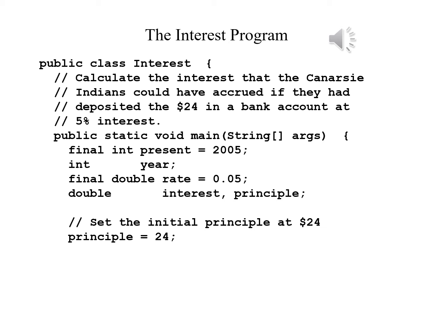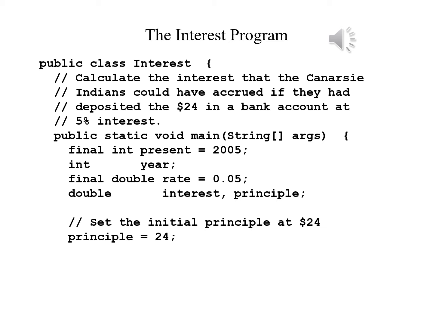The program starts public class Interest open brace, and then in a comment we write, calculate the interest that the Canarsie Indians could have accrued if they had deposited the $24 in a bank account at 5% interest. We begin the main program by writing public static void main, and in parentheses, String open close brackets args, and end the line in open brace to begin the main method.